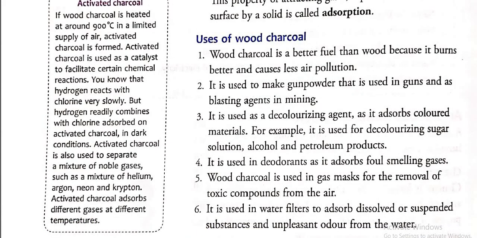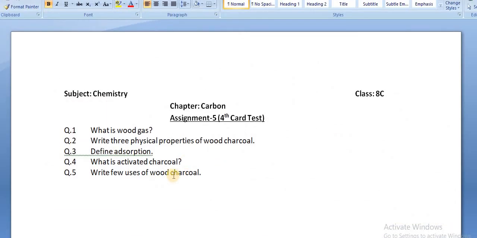Now, the assignment for today. Assignment number 5. Question 1: What is wood gas? Question 2: Write 3 physical properties of wood charcoal. Question 3: Define adsorption. Question 4: What is activated charcoal? And question 5: Write a few uses of wood charcoal. Complete this assignment and send it in the mail.